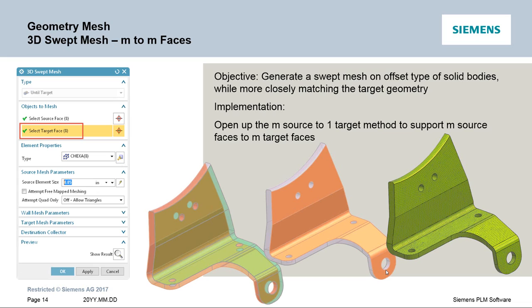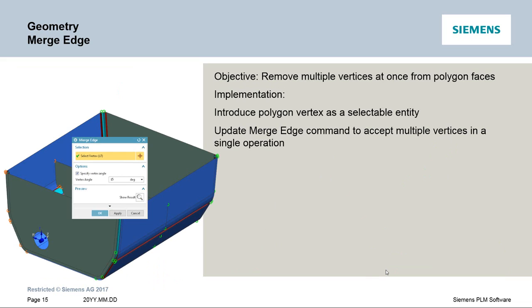With 3D swept meshing, we have a new capability to select multiple source faces when selecting until target from source to target faces. The only restriction is that the number of source faces and number of target faces need to be equal. And this reduces the amount of pre-processing that's needed to the geometry in terms of dividing it up or partitioning it or splitting the body in order to get sweepable bodies. We also have new capabilities with merge edge to be able to box select multiple vertices at once as opposed to individual selection.